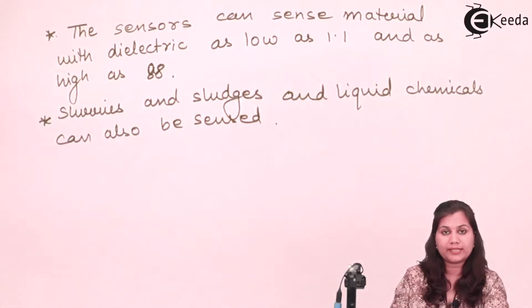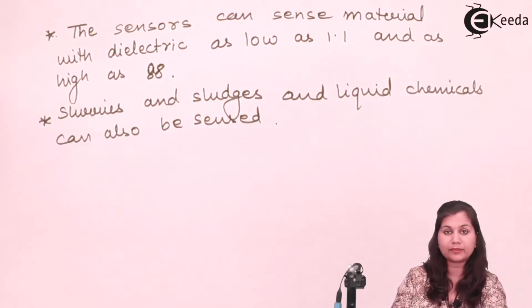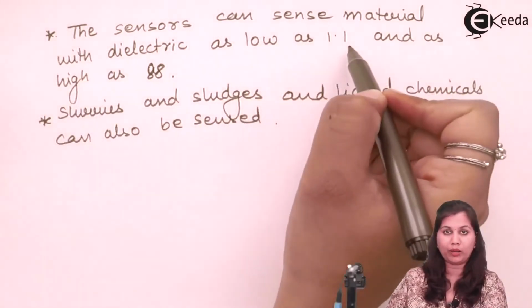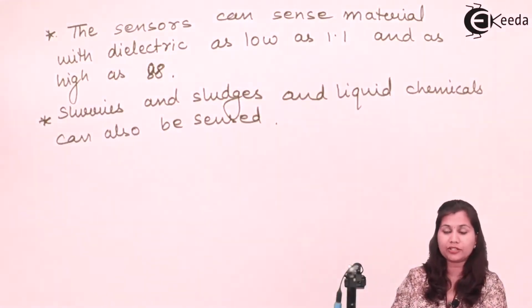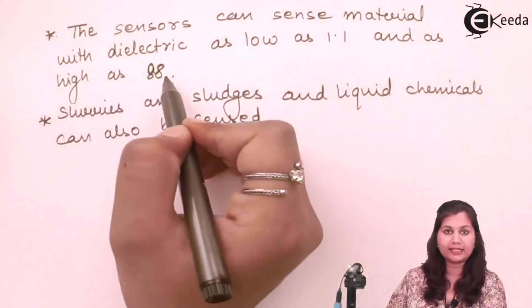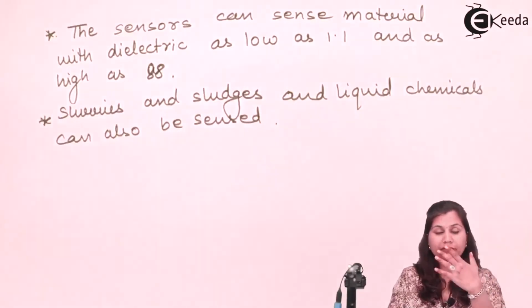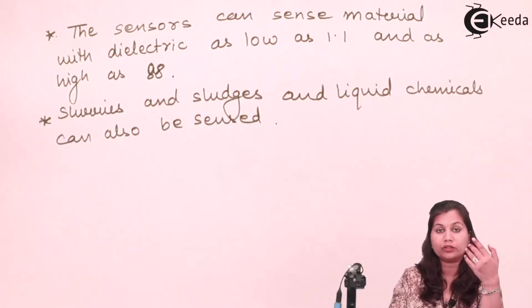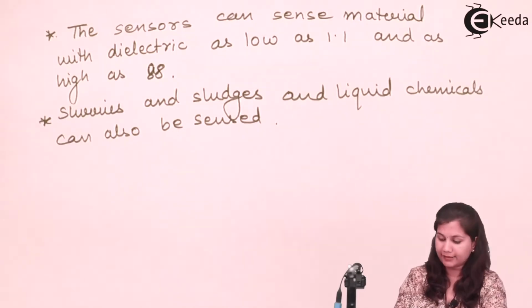If we talk about its applications, the capacitance level sensors can sense materials which have a dielectric constant as low as 1.1, like coke or fly ash, and as high as 88, like water. So for different types of materials, whether they are solids, aqueous, semi-solids, or waste liquid coming out from the industries, their level can be measured with the help of the capacitance level sensors.